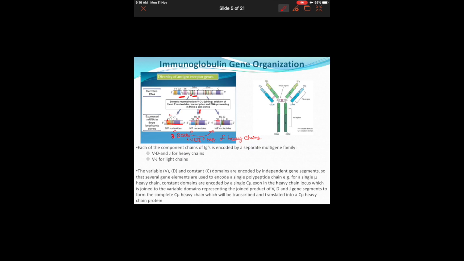So in this manner, you can get a wide variety of potential antigen recognition structures through this combination of VDJ for heavy chain and V and J for light chain.